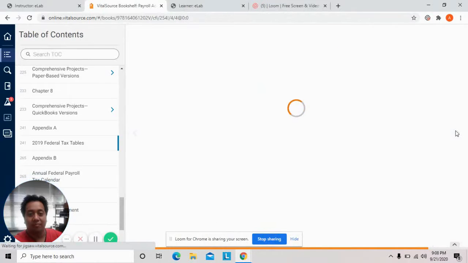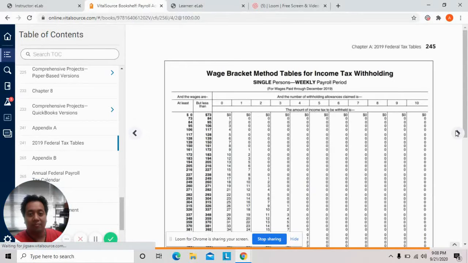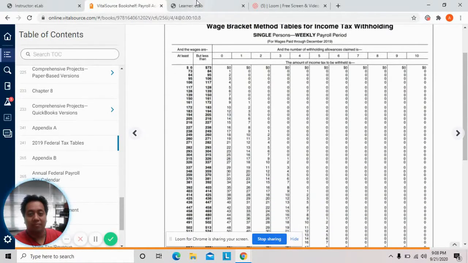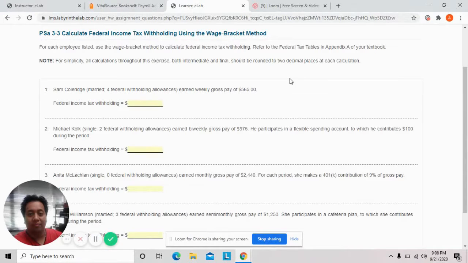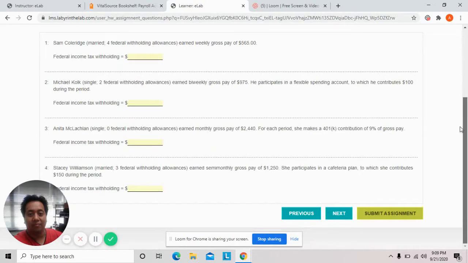These are the percentage tables that'll be covered later on, but we also have the wage table here, wage bracket. So use the wage bracket method in this case to calculate the federal income tax withholding. Make sure to round the intermediate and final calculations to 2 decimal places, as you can see here. Let me know if you have any difficulties or if you want a larger margin of error. I'm more than happy to help anyone to figure out this type of federal income tax withholding you see here.